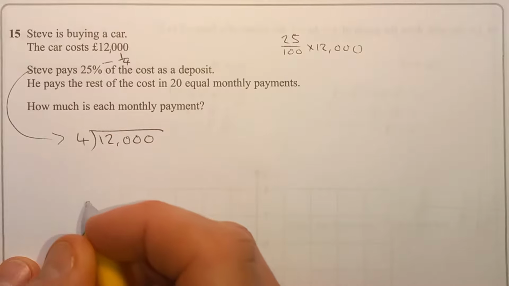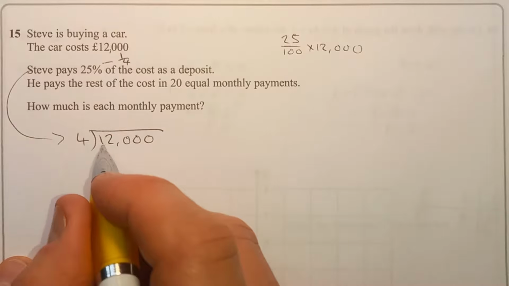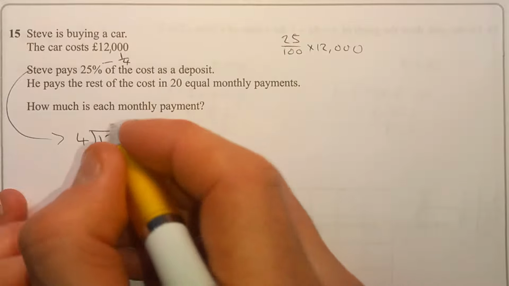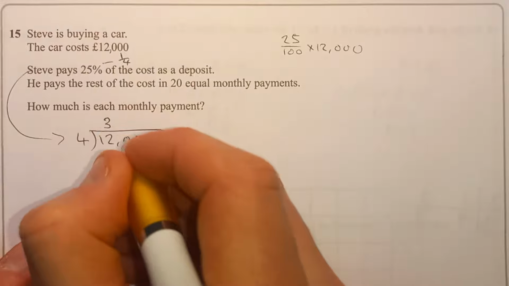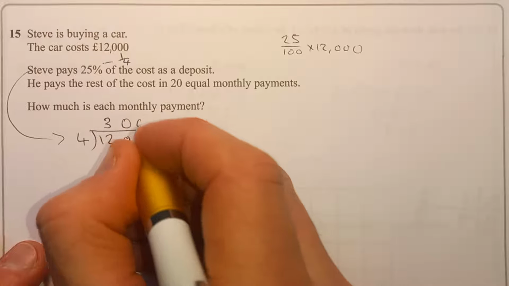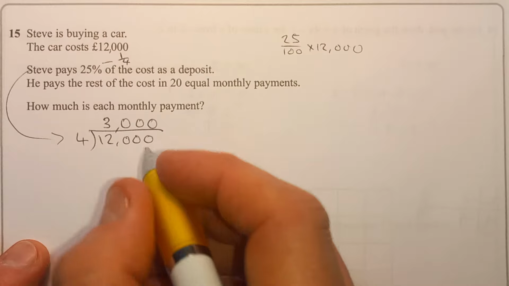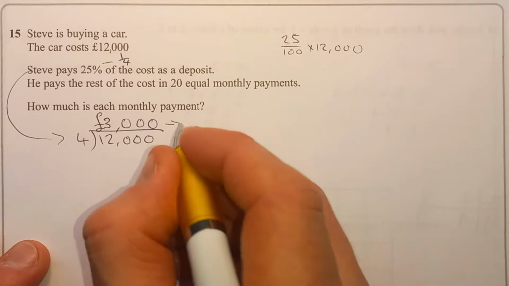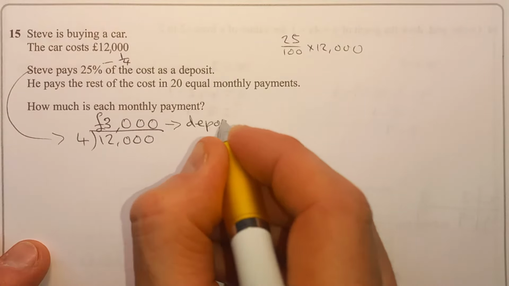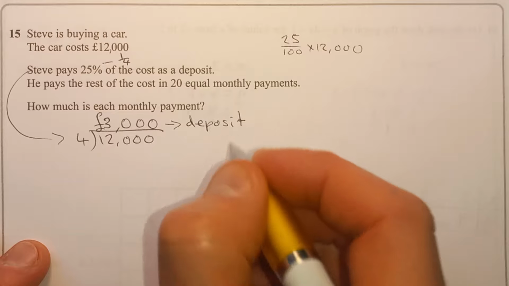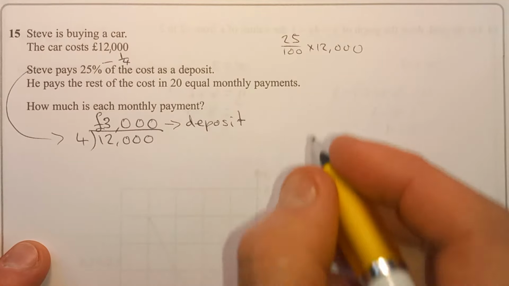divided by 4. So 4 doesn't go into 1, but 4 into 12. 4, 8, 12 goes 3 times. 4 into 0 is 0, 4 into 0 is 0, 4 into 0 is 0. So we've got £3,000 as a deposit. Okay, so how much are we going to have left after the deposit has been paid?